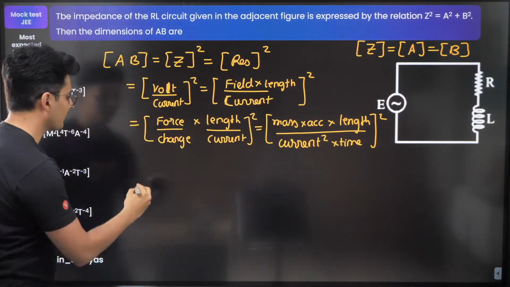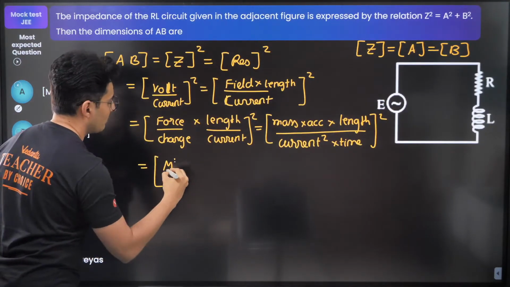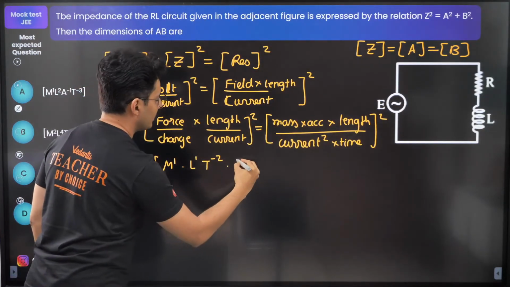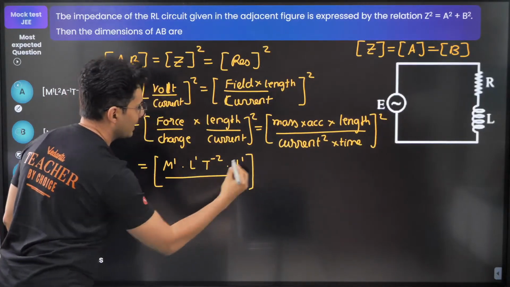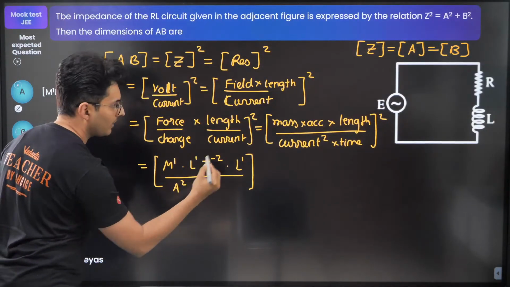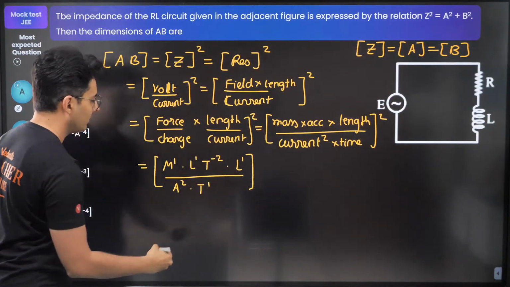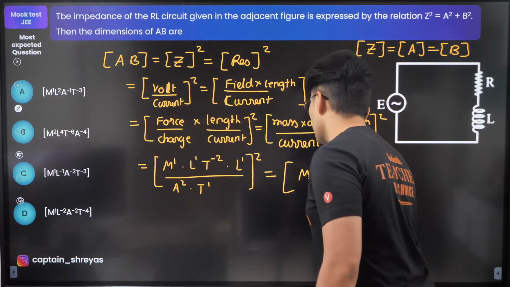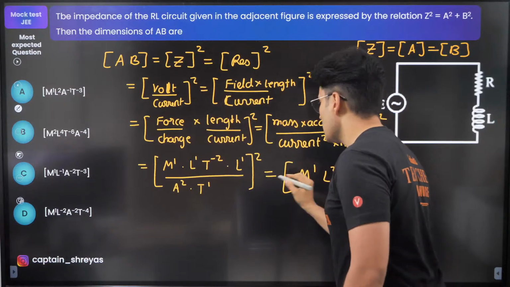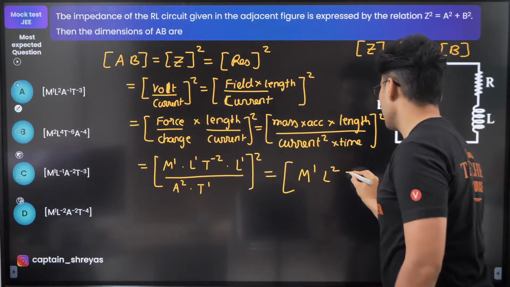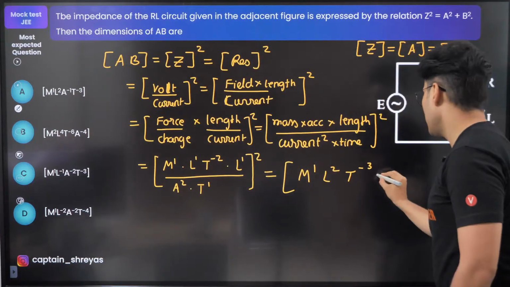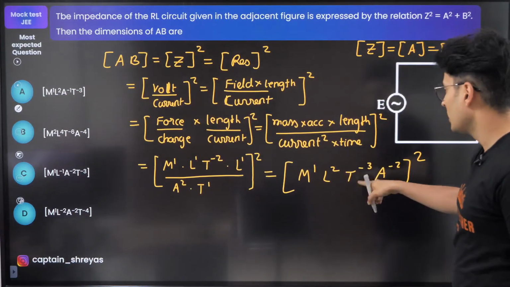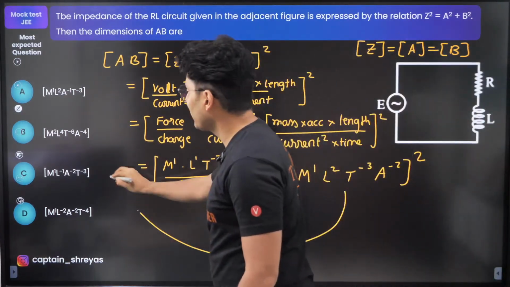Now substitute everything. The dimension of mass is m, so m raised to 1. Acceleration is meter per second square into length is L raised to 1. The whole thing divided by current is ampere square, and time, so T raised to 1. So this whole thing square, of course. So just solve this first of all. This will become m raised to 1, L raised to 2, T raised to minus 3, and a raised to minus 2 whole square. So square this: m raised to 2, l raised to 4, t raised to minus 6, a raised to minus 4. Squaring, you're going to get option B.